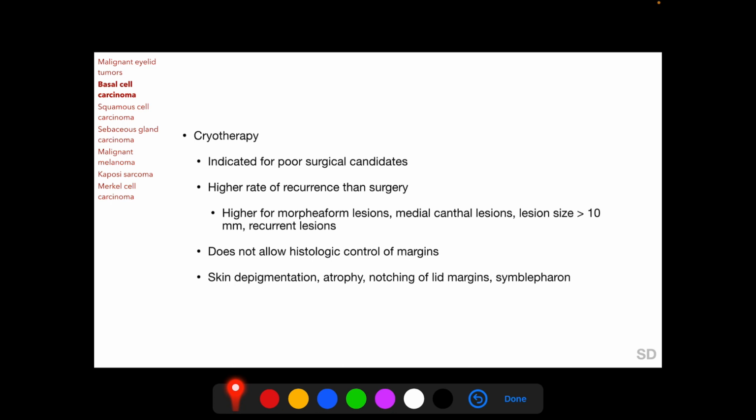And the recurrence rate is higher for morphiform lesions, medial canthal lesions, lesion size more than 10 millimeters, and recurrent lesions. Of course, cryotherapy does not allow histologic control of margins as with surgical excision, and cryotherapy can cause depigmentation and atrophy of the skin, notching of the lid margins, and symblepharon.